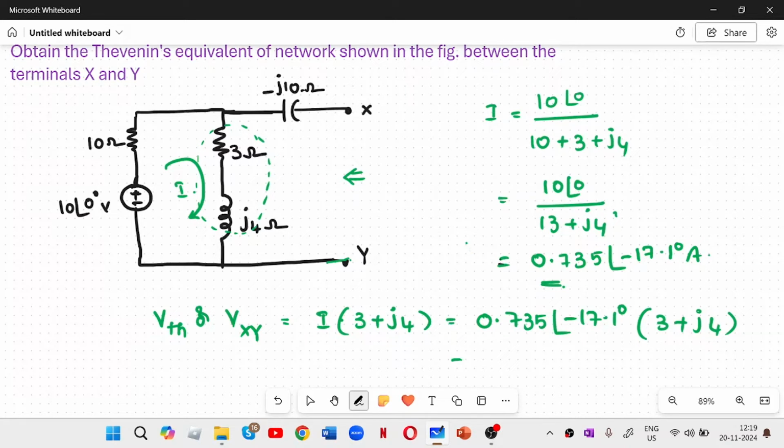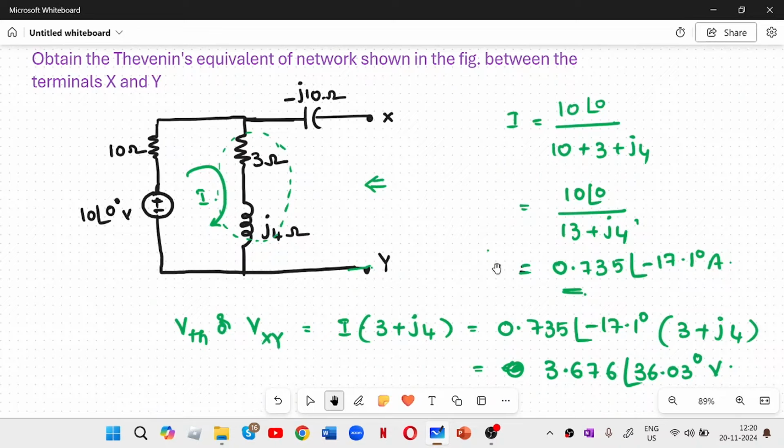So if we simplify this, we will get it as 3.676 at an angle 36.03 degree volts. So this is the voltage across x and y terminals, that is nothing but your V Thevenin. Then we have to find out Z Thevenin to draw the Thevenin's equivalent network.